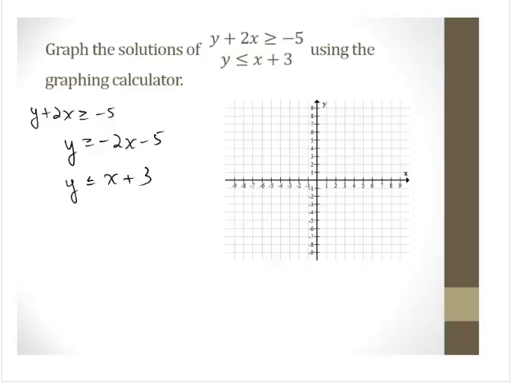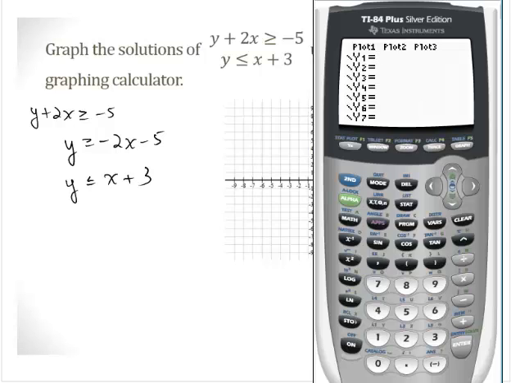Let me bring up my calculator. My y1 is negative 2x minus 5. Now I move over to the left, and I want to get a greater than. So remember, the greater than is the upper shaded triangle. It looks like that. My y2 is x plus 3. And remember, we want a less than here, so that's the lower shaded triangle. It looks like that. I'll hit the graph key.